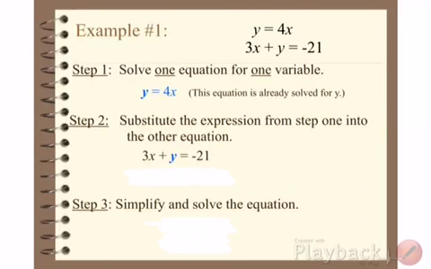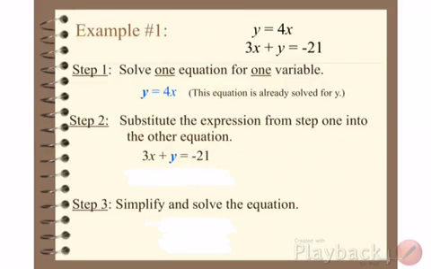Okay, so example number 1, y is equal to 4x and 3x plus y is equal to negative 21. So there are your two linear equations. There's no real form for either of them, but we can see that y is equal to 4x. So if y is equal to 4x, then I'm letting one variable equal to another one. So y is equal to 4x, I can now substitute in and replace my y. So every time I see my y, I can put in a 4x.